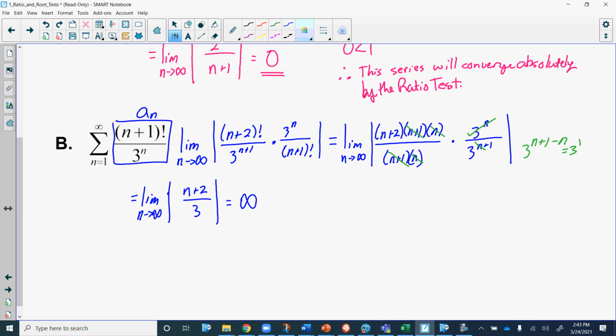Okay, so in this case, what we're showing is that the limit is greater than 1, so what we're going to be able to say is that this series, according to the ratio test, must diverge. So this series will diverge according to the ratio test.